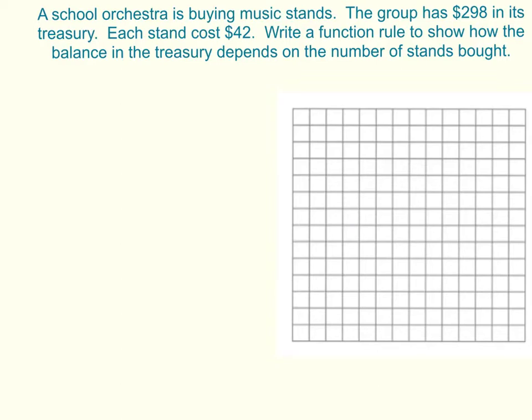A school orchestra is buying music stands. The group has $298 in its treasury. So that's its starting point. It starts with $298. And then it says each music stand costs $42. Write a function rule to show how the balance in the treasury depends on the number of stands bought.